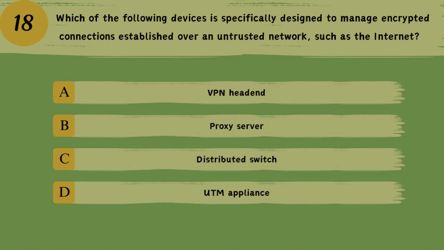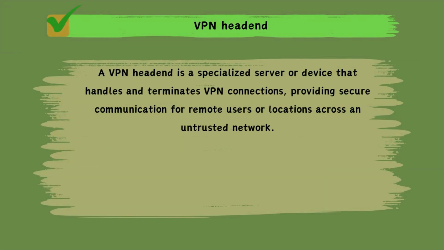Question 18. Which of the following devices is specifically designed to manage encrypted connections established over an untrusted network, such as the Internet? A. VPN headend, B. Proxy server. C. Distributed switch. D. UTM appliance. Correct answer. A. VPN head-end. A VPN head-end is a specialized server or device that handles and terminates VPN connections, providing secure communication for remote users or locations across an untrusted network.